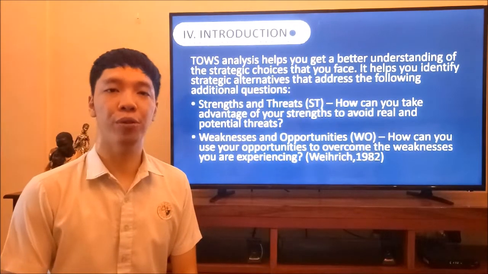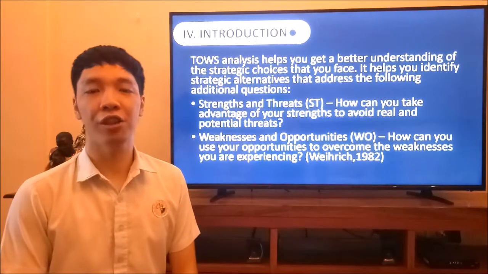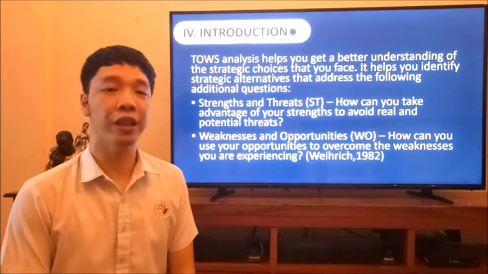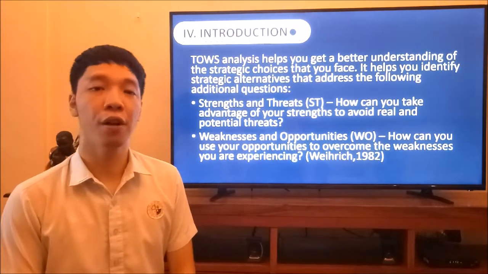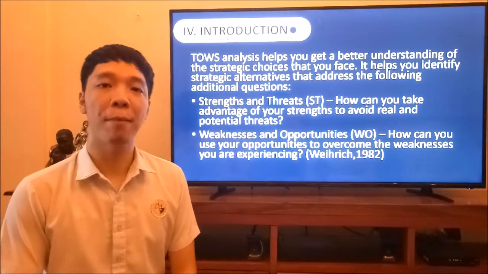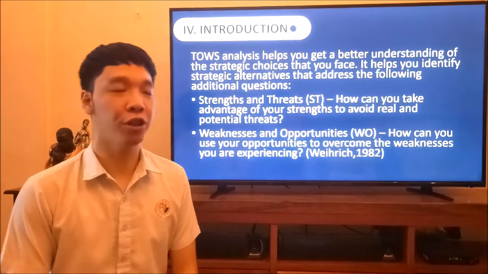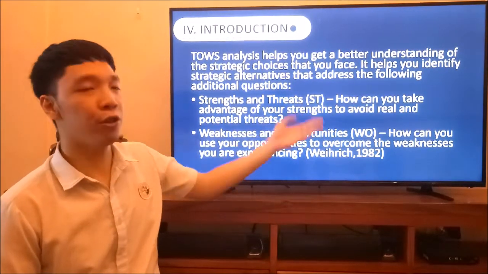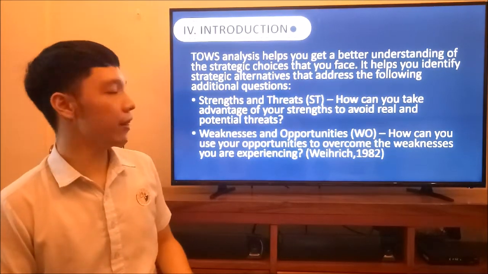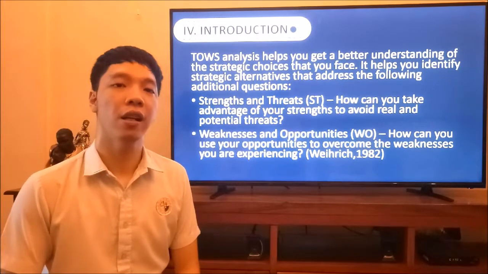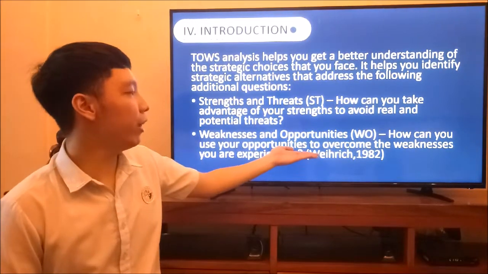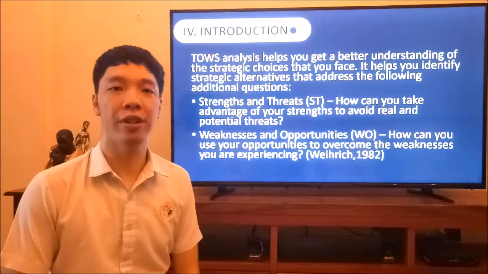TOWS analysis helps you get a better understanding of the strategic choices that you face. It also helps you identify strategic alternatives that address the following questions. First, strengths and threats. This refers to the Maxi-Mini strategy that addresses the question: how can you take advantage of your strengths to avoid real and potential threats? Second, weaknesses and opportunities. These are the Mini-Maxi strategies that address the question: how can you use your opportunities to overcome the weaknesses you are experiencing?